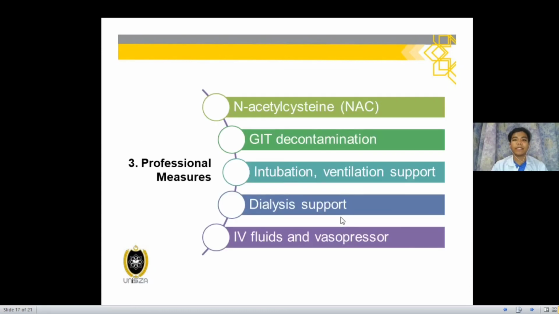So in the professional measure, as far as we know, chloroform poisoning doesn't have a specific treatment. So what they do is they use other treatments for poisoning, for example, NAC, N-acetylcysteine, that is being used in the paracetamol poisoning. We can also use GIT decontamination and other common methods, which are the intubation, dialysis support, and also IV fluid administration.